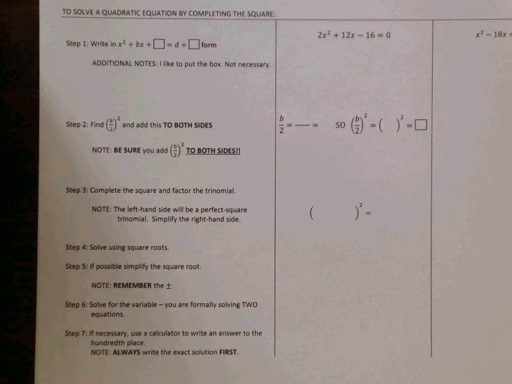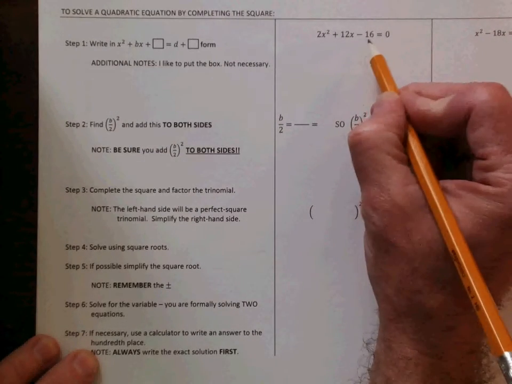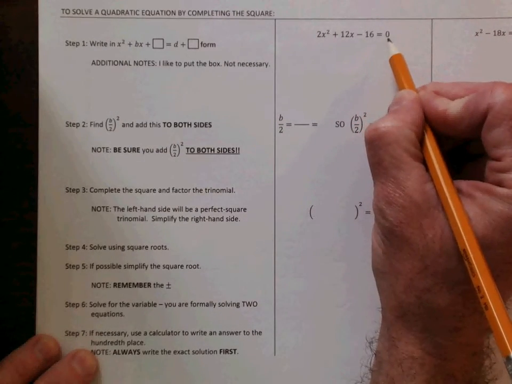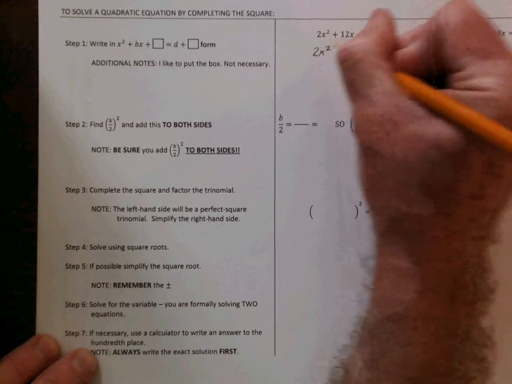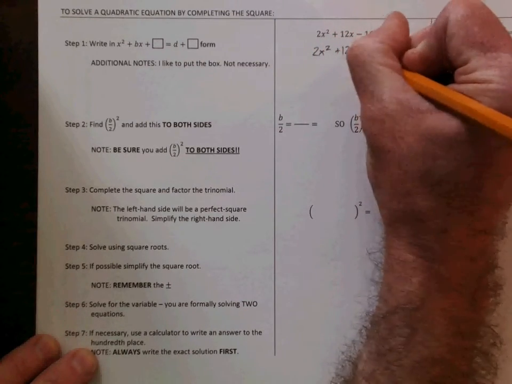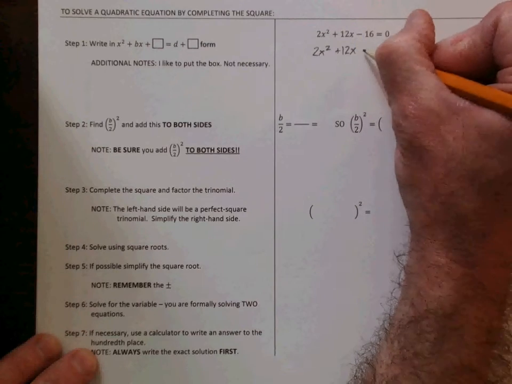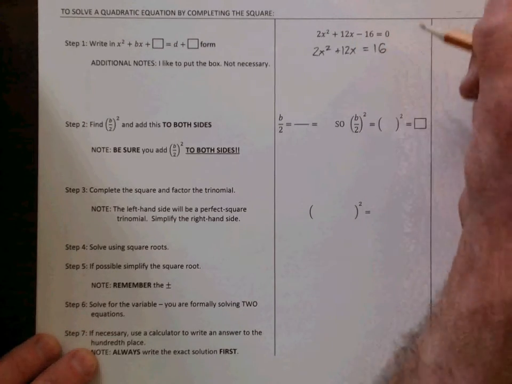Okay, this video is going to take us through this page where we actually solve two quadratic equations by completing the square. So our goal when we complete the square is our constant term we're going to want to move over. So here I'm going to get the 2x squared plus 12x. I'm going to add 16 to both sides is equal to 16.